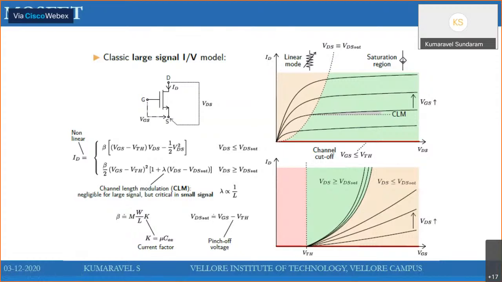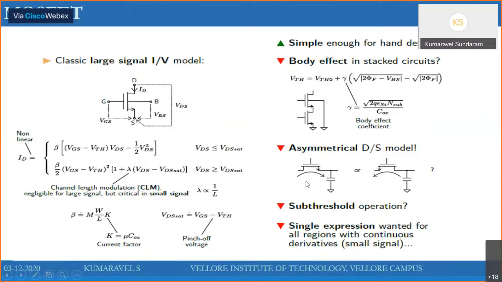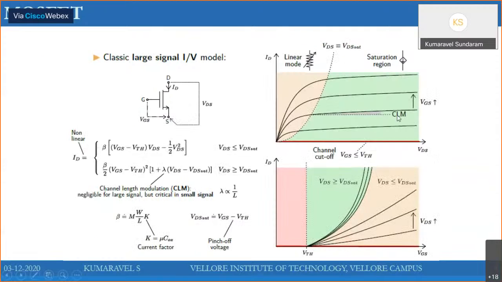And our MOSFET is going to suffer from two second order effects. One is channel length modulation, and the other one is body effect. Due to channel length modulation, the saturation region will have a slope.